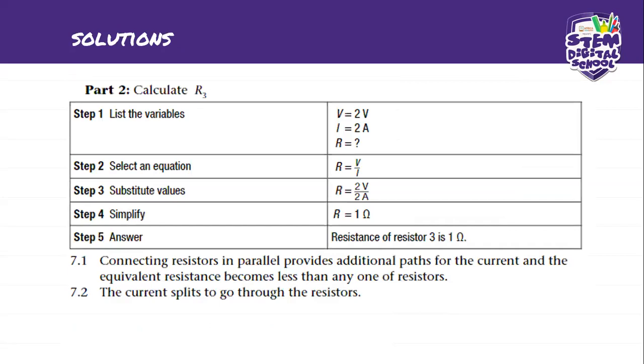Connecting resistors in parallel provides additional paths for the current, and the equivalent resistance becomes less than any one of the resistors, because they divide amongst it. It has to divide into the circuit, so that's why it becomes less. And why is it called a current divider? The current splits to go through the resistors. So it has to split equally.